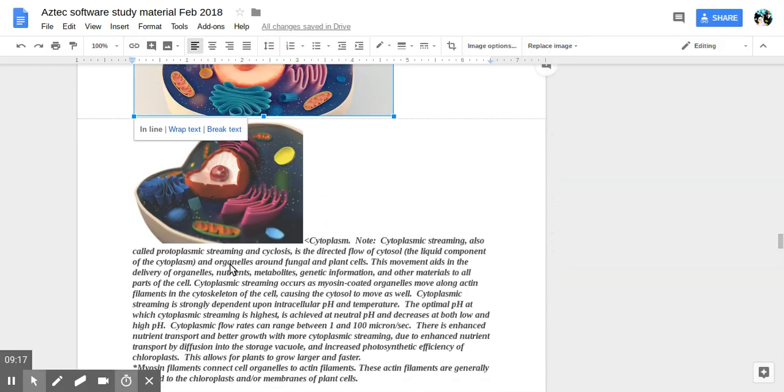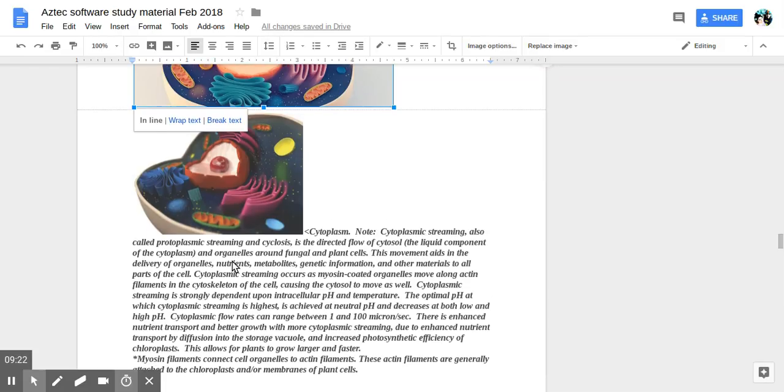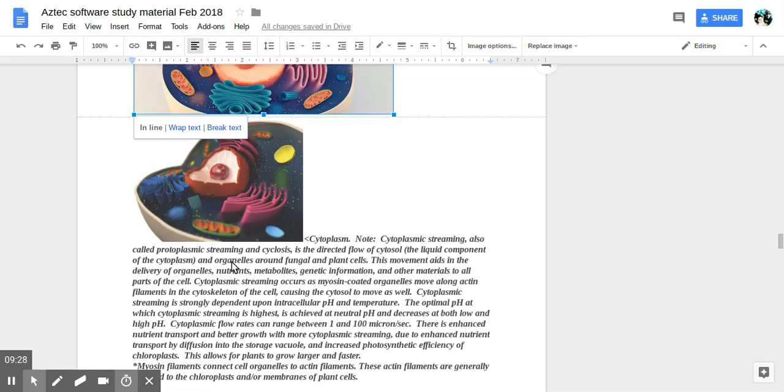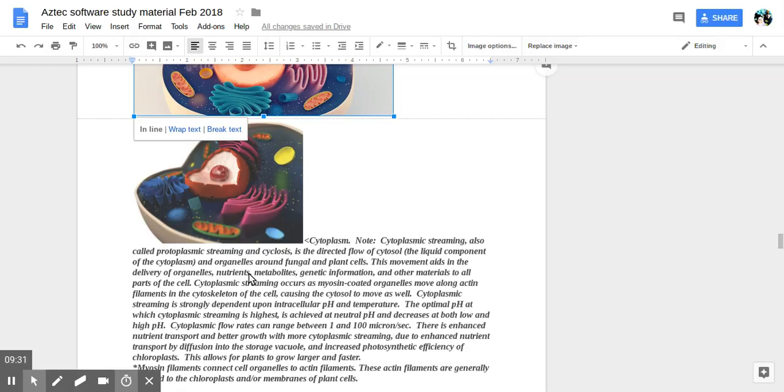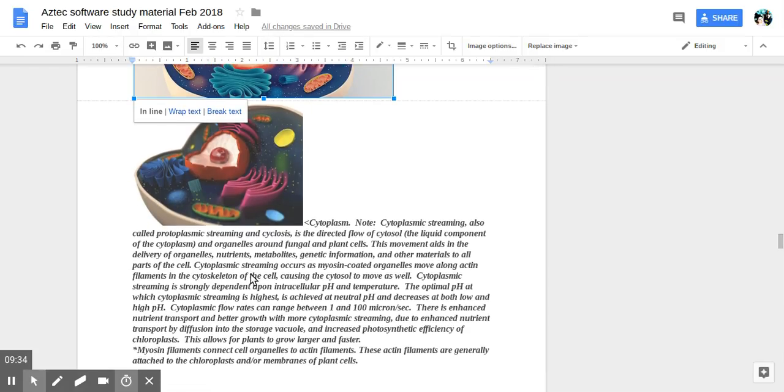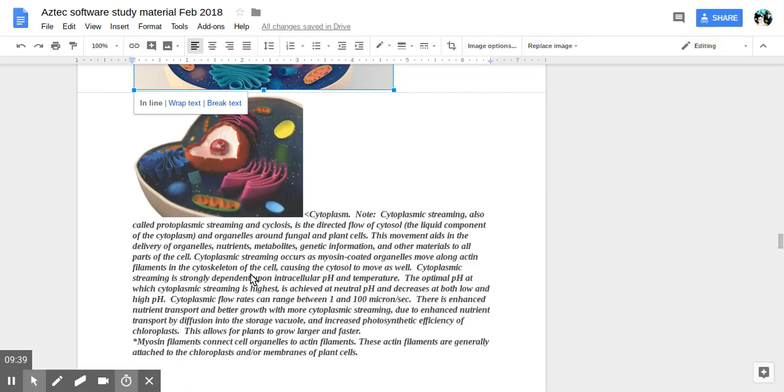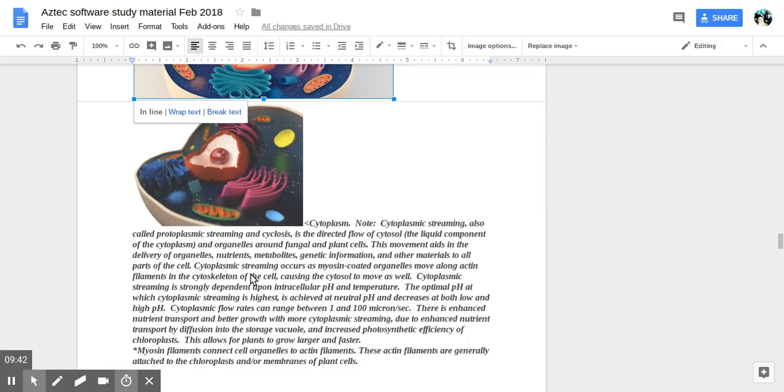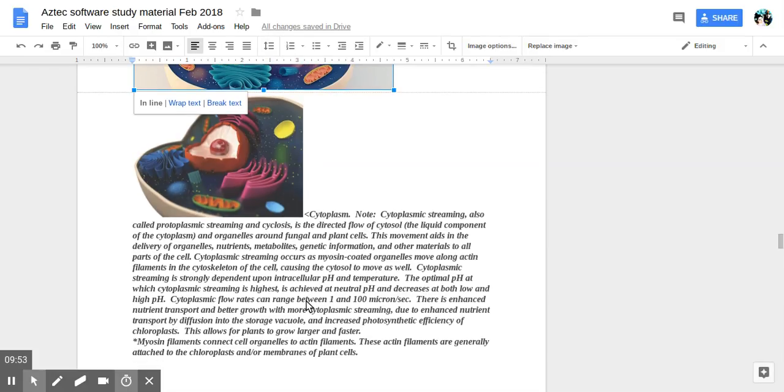Cytoplasmic streaming, or protoplasmic streaming, cyclosis, is the directed flow of cytosol, the liquid component of the cytoplasm, around the cells, mostly in plant and fungal cells. It aids in delivering organelles, nutrients, metabolites, genetic info, and other materials to all the different parts of the cell. It occurs as myosin-coated organelles move along the actin filaments in the cytoskeleton of the cell, causing the cytosol to move as well.